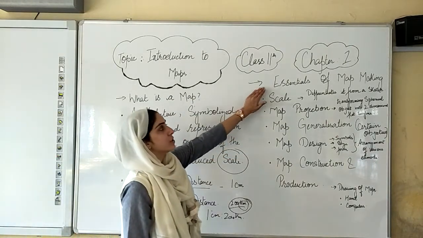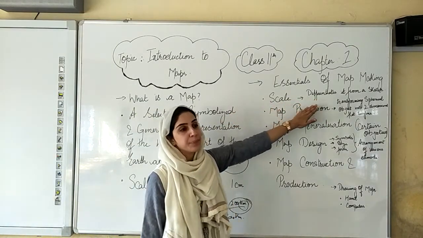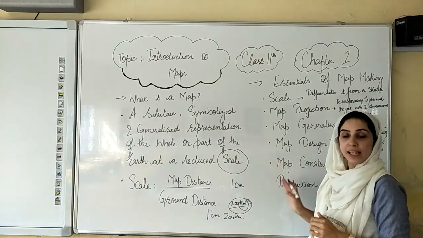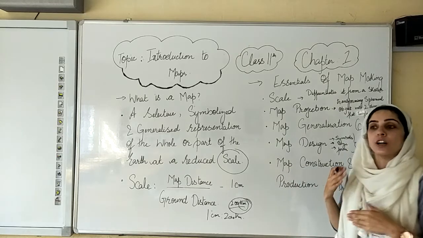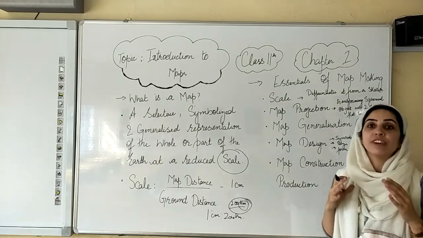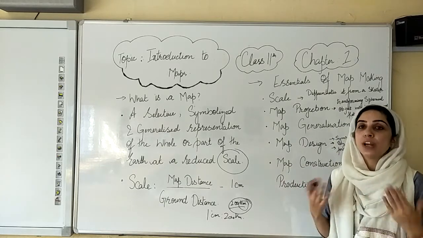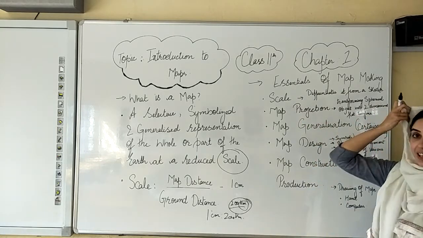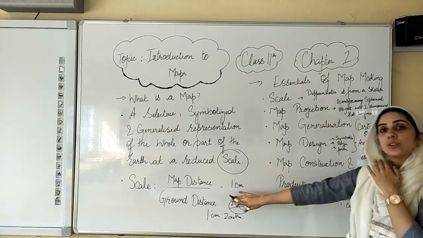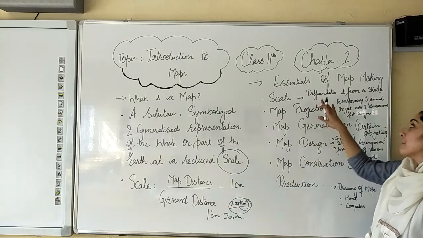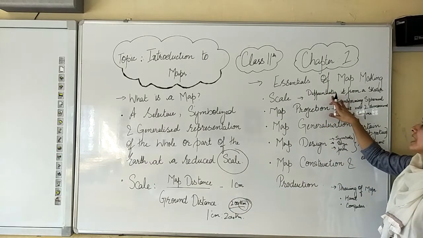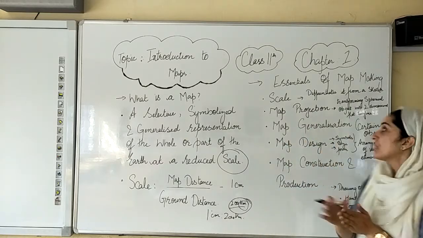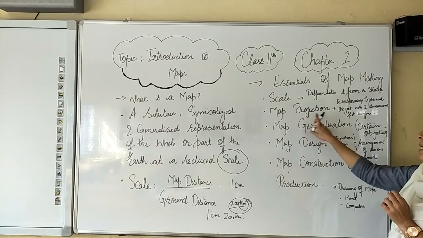Now coming to the essentials of maps. What does this mean? We have the various elements through which we draw the map and we show the various signs, symbols, generalizations on a map. So first of all, we have the scale. Scale, I told you what it is. And we can say that it differentiates a map from a sketch. And then we have the map projection.